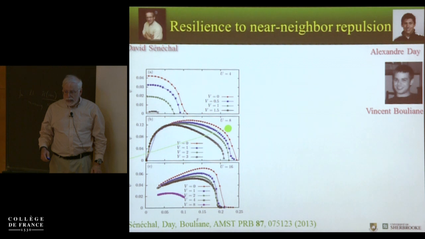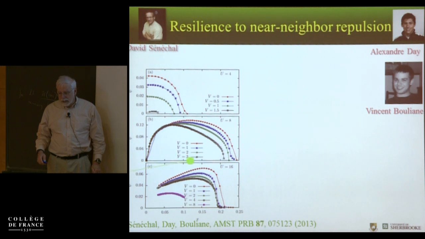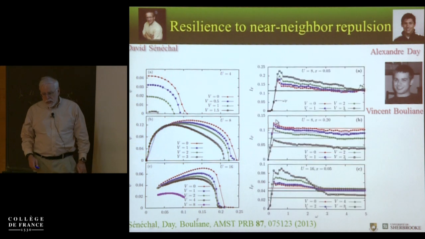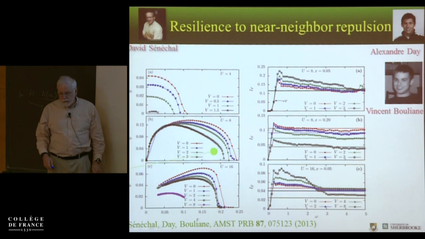Now let's take U equals 8. So I'm in the strong coupling, strongly correlated case. Again, I look at different values of V, and you see that in the underdoped region, it doesn't do anything. I mean, I add V, and it doesn't do much. In the overdoped region, it kills superconductivity, the d-wave order parameter, but here not much. In fact, if you look at the largest value of V, it's 3. 3 over 8 is the same as 1.5 over 4. 1.5 over 4 has killed superconductivity. Here, it has not done anything.